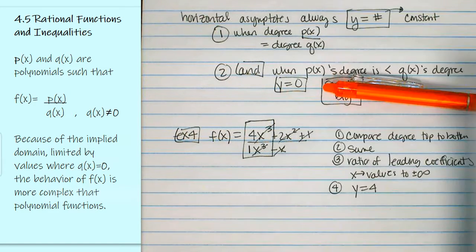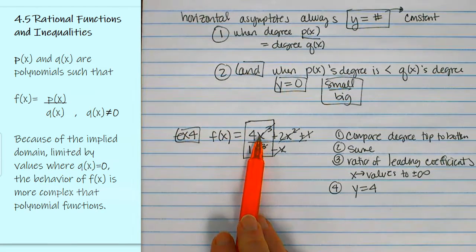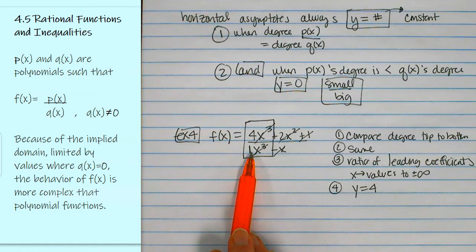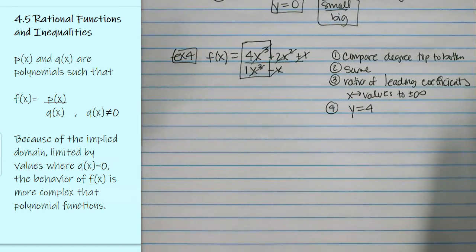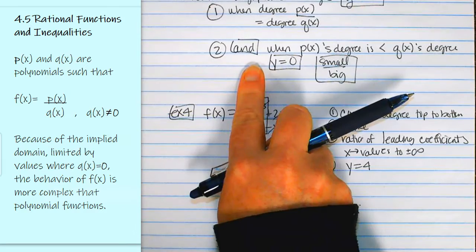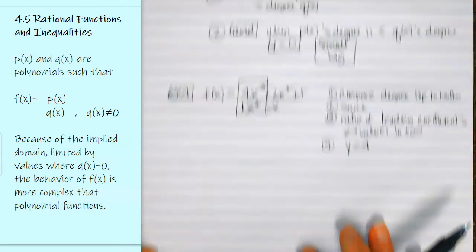It indicates the growth of the function and how fast it grows. These are growing at the same rate as we go to infinity or negative infinity, so we can compare the ratio of how they grow. This one grows 4 times faster on the top, so 4 wins out as far as the asymptote there. Let's see what happens if we have our second choice here, when the degree on the top is smaller than the degree on the bottom.